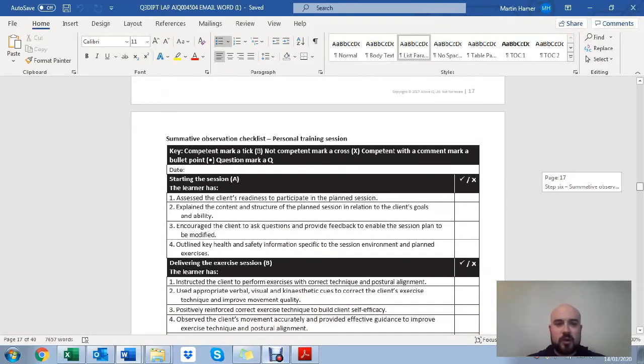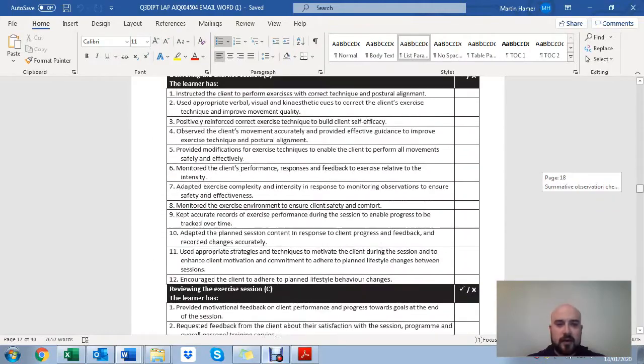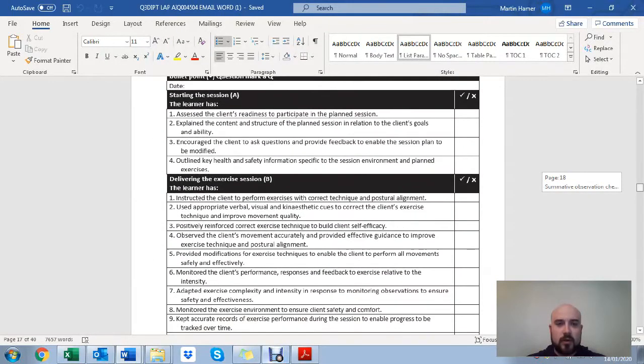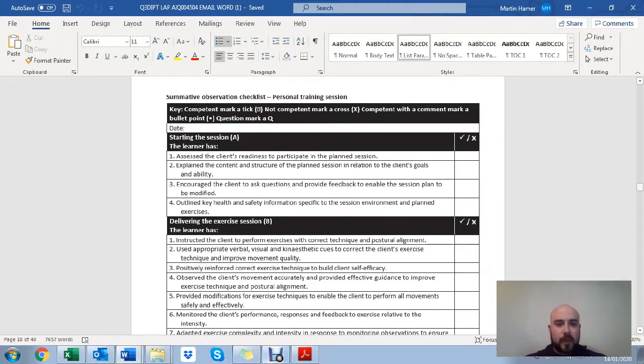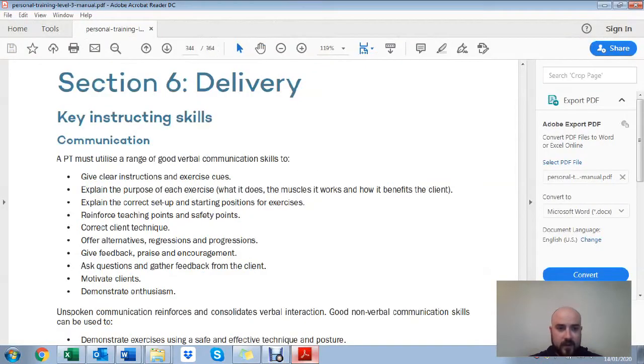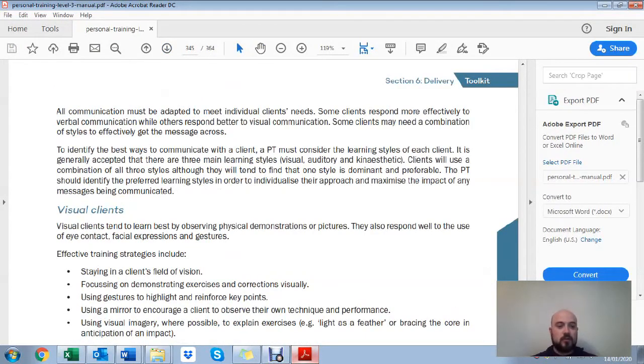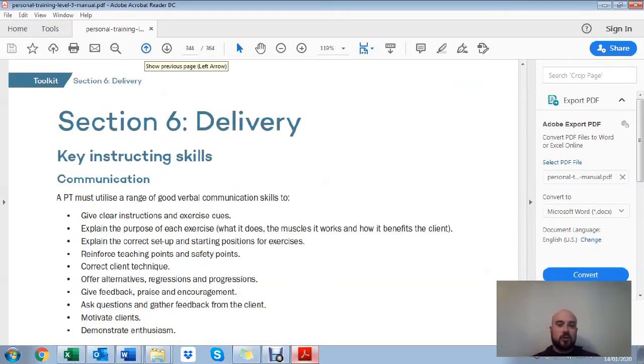And as you will have seen numerous times now, there is some criteria that us as assessors will be looking for. So you can read through that criteria there, and also in your manuals, there's some really good sections on delivery and what we're really looking for from instructors and instructing skills. So you can see the communication aspects there. You can have a look at how to work with different clients if they're more visual, more kinesthetic, but there's some really good sections on delivery within that practical session.